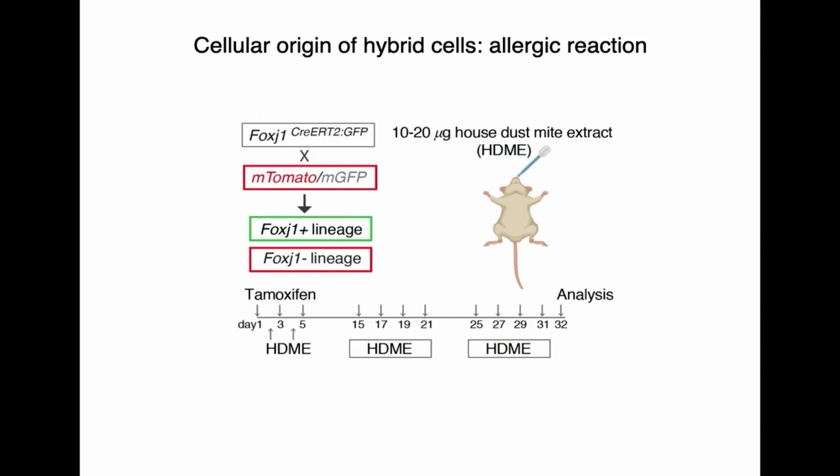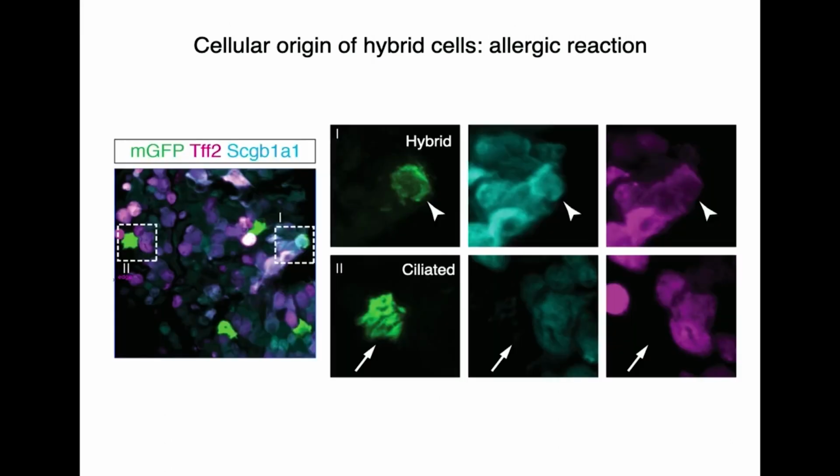Because in the human asthma condition, the inferred trajectory for these hybrid cells is the ciliary cells. So we test the same kind of induced inflammation using mouse models, and we try to analyze the presence of hybrid cells using the trace cells. It turned out that some of the cells still maintain their ciliary apparatus. They do not express the secretory protein.